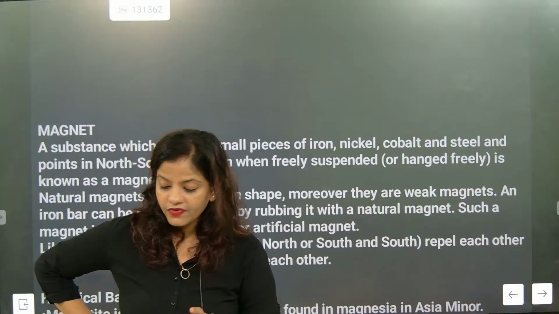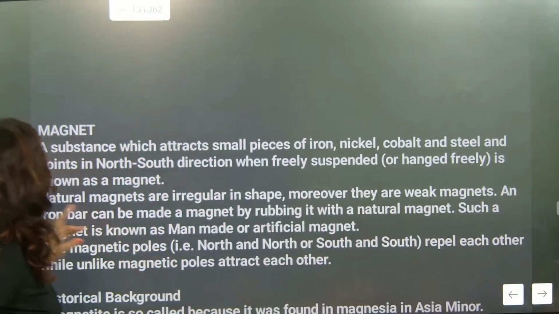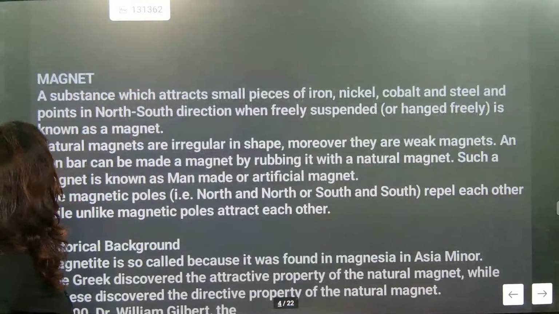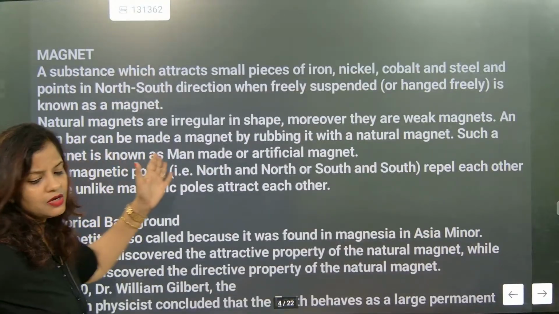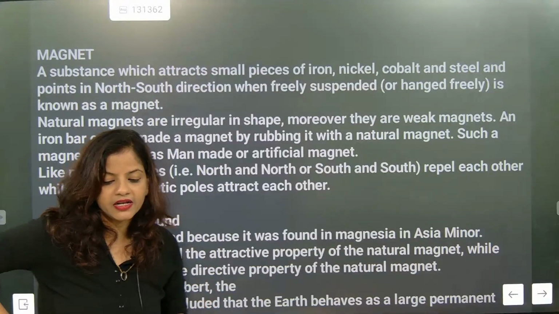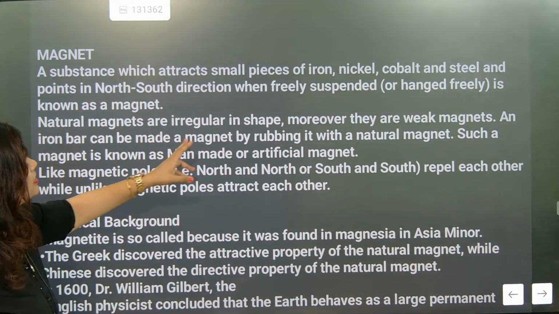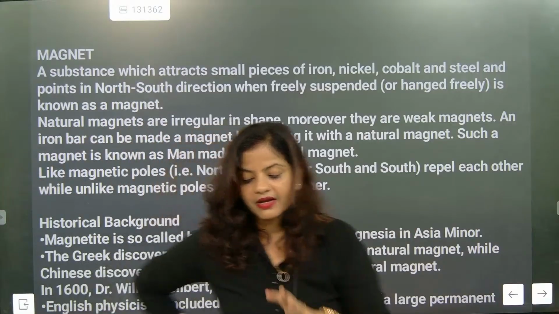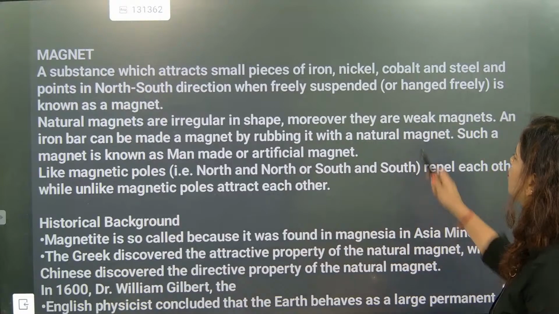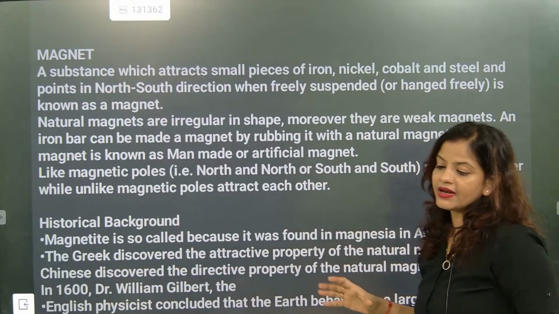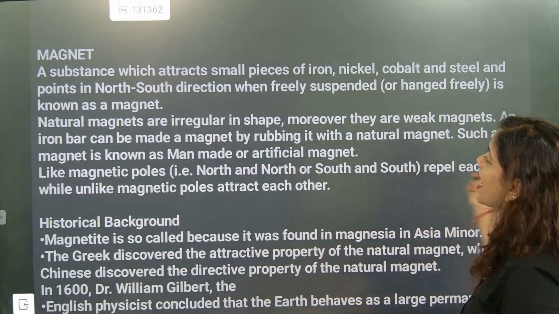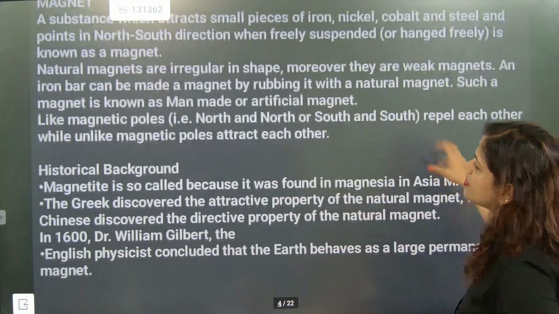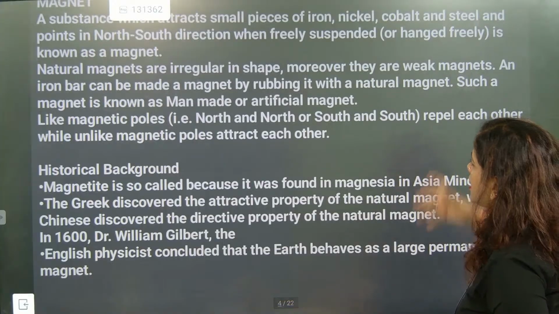This is something very important to be noted. A magnetic substance attracts small pieces of nickel, iron, cobalt and steel and points in the north-south direction. Now we are going to talk about natural magnets. Natural magnets are irregular in shape. Moreover, they are weak magnets. An iron bar can be made into a magnet by rubbing with a natural magnet. Such a magnet is known as a man-made magnet or artificial magnet.